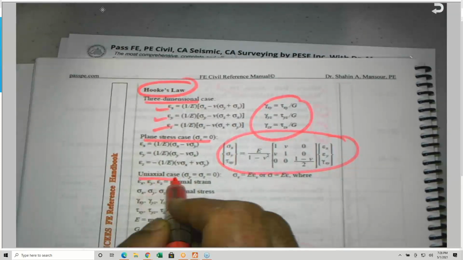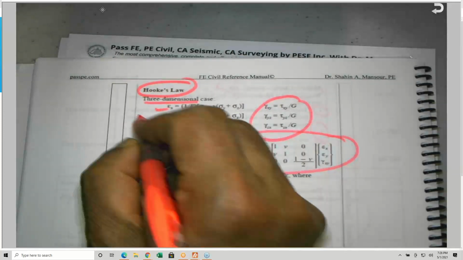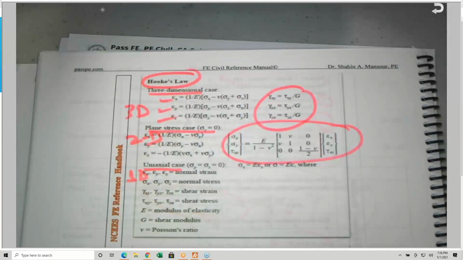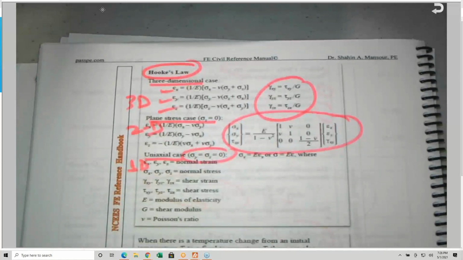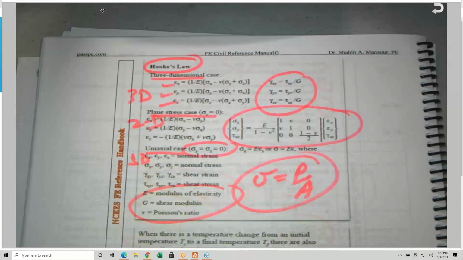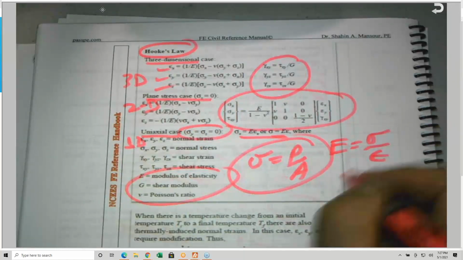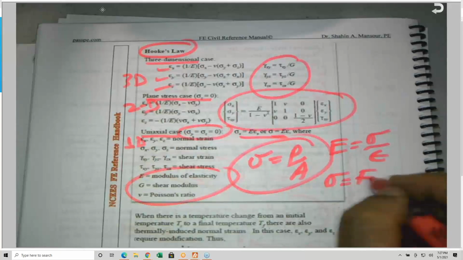For the uniaxial case, plane stress means this is 2D, this is 3D, and this is 1D, which is the uniaxial stress where sigma y and sigma z are equal to 0. So it's called uniaxial stress, and we can express it this way also: sigma x is equal to E times epsilon sub x, and sigma is equal to E times epsilon, because this is Hooke's law. E is equal to sigma over epsilon, or sigma is equal to E epsilon, as all of us know.